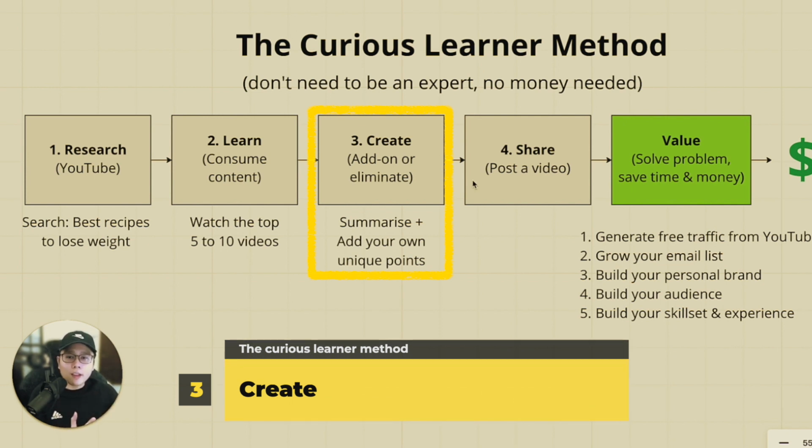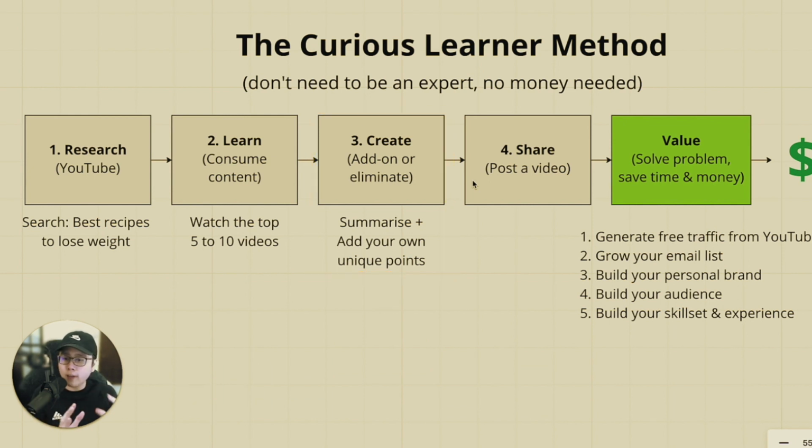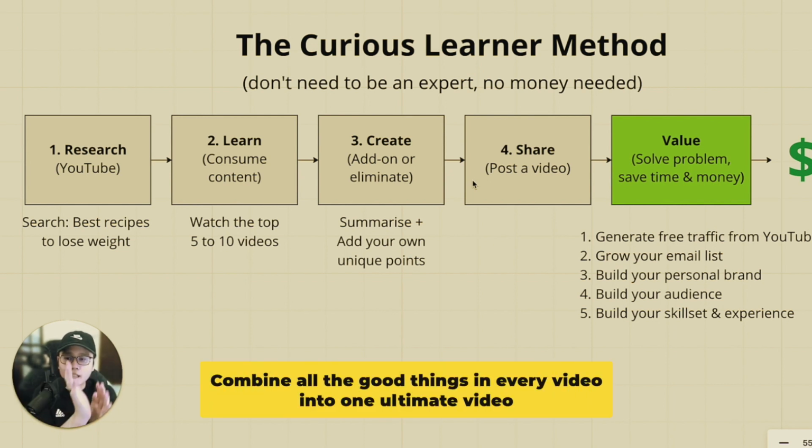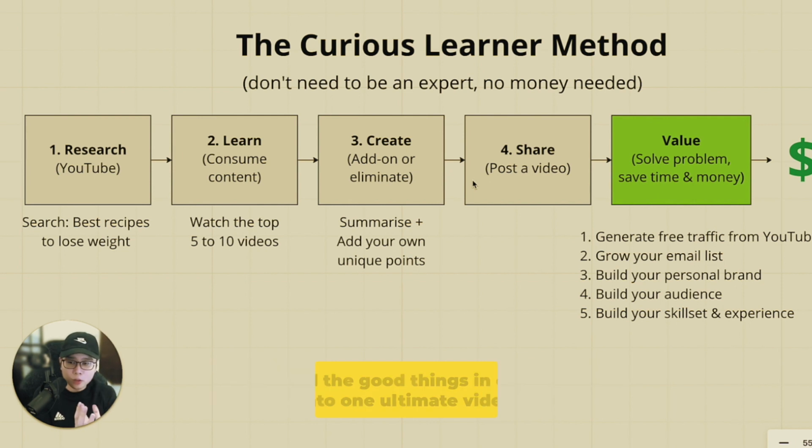And step number 3, you start to create videos. And that's how you can create things, is that you want to add on or eliminate something. Once you watch the top 5 or top 10 videos, you're going to learn some similarities between those videos. And that's one of the things that you want to cover because they are common points. And then you might see, for example, video number 1 talks about something that video number 3 didn't cover. So that's a unique point. You can just combine all the juiciness and all the good things and awesome stuff in every video and combine them into your own ultimate videos, where you basically summarize and add in your own unique points.